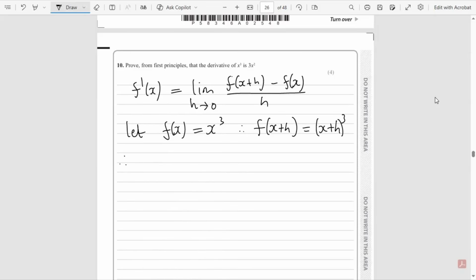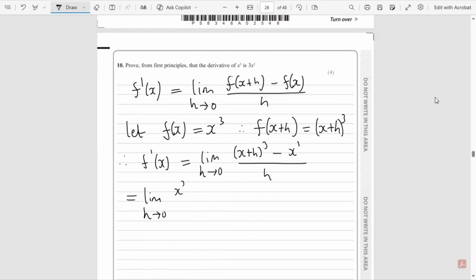So therefore, the derivative f dash of x will be again the limit as h tends to 0 of f of x plus h, so x plus h cubed, I should say, and then subtract x cubed, divide by h. So we're just going to simplify the top of our fraction. So the limit as h goes to 0. Don't forget to write that at the front. That is very important. So expanding the brackets, this gives us x cubed plus 3x squared h plus 3x h squared, and then plus h cubed. And then we subtract the x cubed, divide by h.